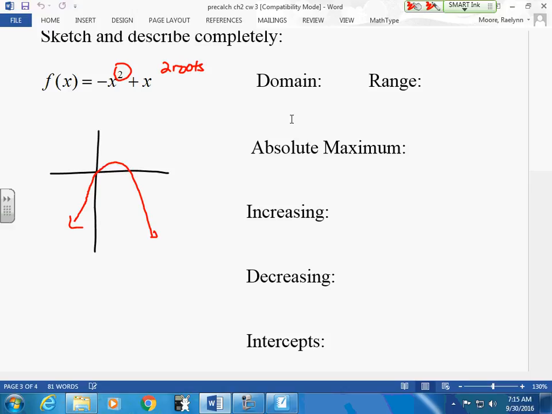If I take this and I subtract 1, that tells me I have 1 turn. And it turns once. A good way to start describing: when you have an even exponent, the ends behave the same way. When you have a negative in front of your coefficient, then they open down. So already from this, I can tell I have a parabola, it's opening down, I have 2 roots, 1 turn. So I can start describing things already.